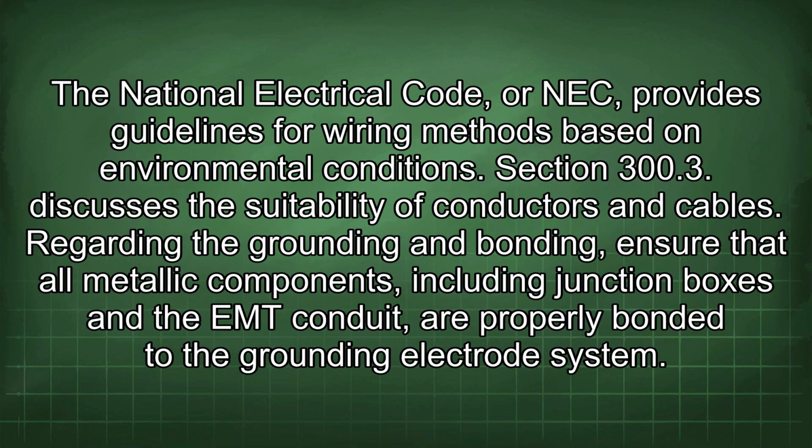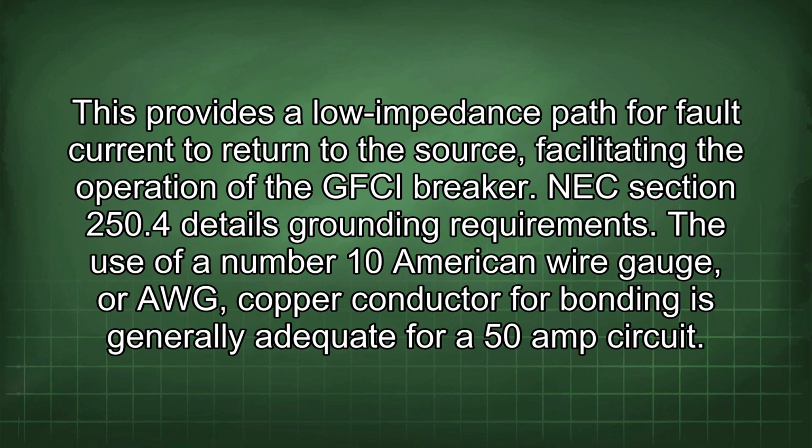The National Electrical Code, or NEC, provides guidelines for wiring methods based on environmental conditions. Section 300.3 discusses the suitability of conductors and cables. Regarding the grounding and bonding, ensure that all metallic components, including junction boxes and the EMT conduit, are properly bonded to the grounding electrode system. This provides a low impedance path for fault current to return to the source, facilitating the operation of the GFCI breaker. NEC Section 250.4 details grounding requirements.